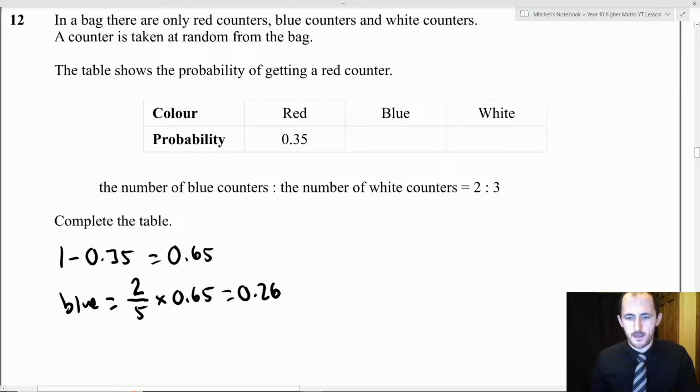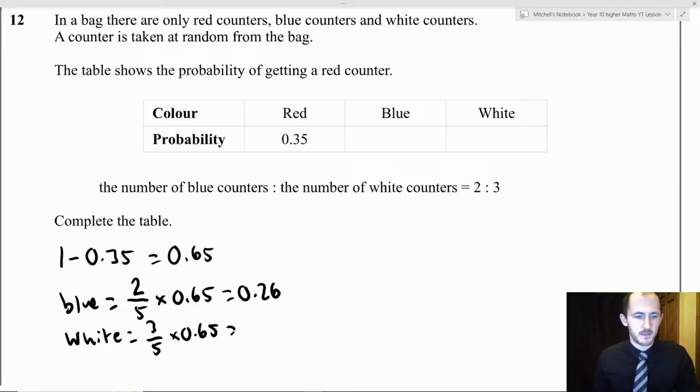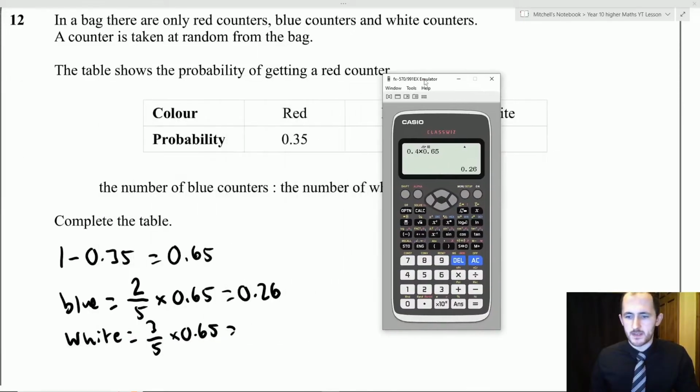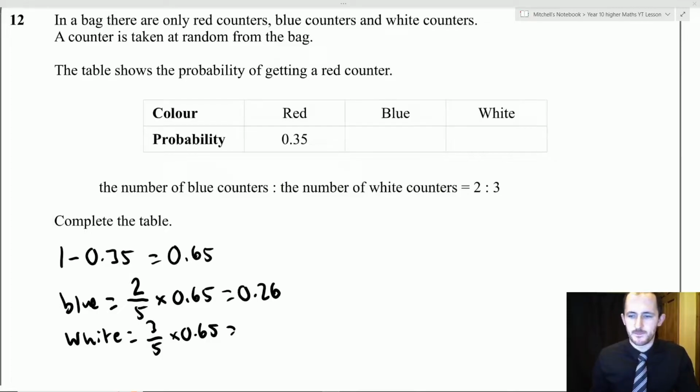Okay. And then white is going to be everything left over, or if you want to be really meticulous, you could do 3 over 5 times 0.65. Okay. So again, I just wanted to make sure that we got through all the different style of questions anyway, even if they are a bit easy. And that would be 0.39. So 0.26.